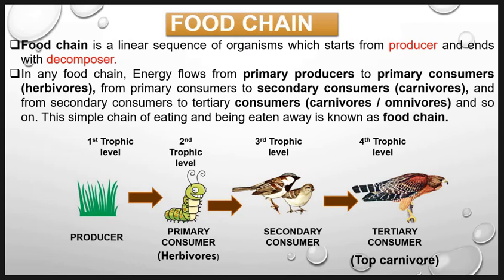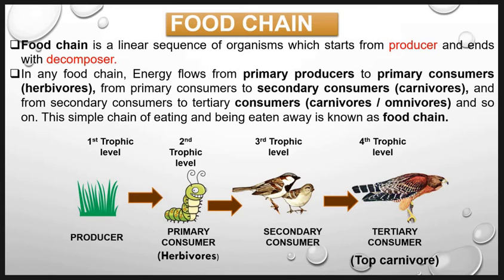Some organisms are omnivores, eating the producers as well as the carnivores at lower levels in the food chain. Such organisms thus may occupy more than one trophic level in the food chain. In many food chains, energy flows from primary producer to primary consumer, that is the herbivore, from primary consumer to the secondary consumer, that is the carnivores, and from the secondary consumer to the tertiary consumer, that is the carnivores or omnivores, and so on. The simple chain of eating and being eaten is known as food chain.